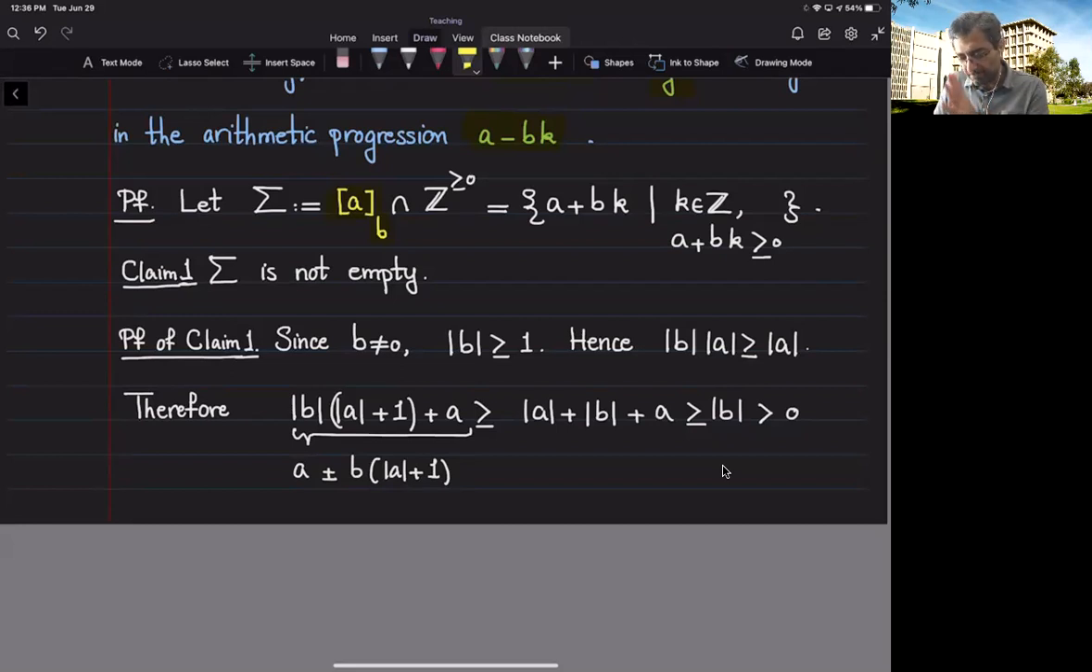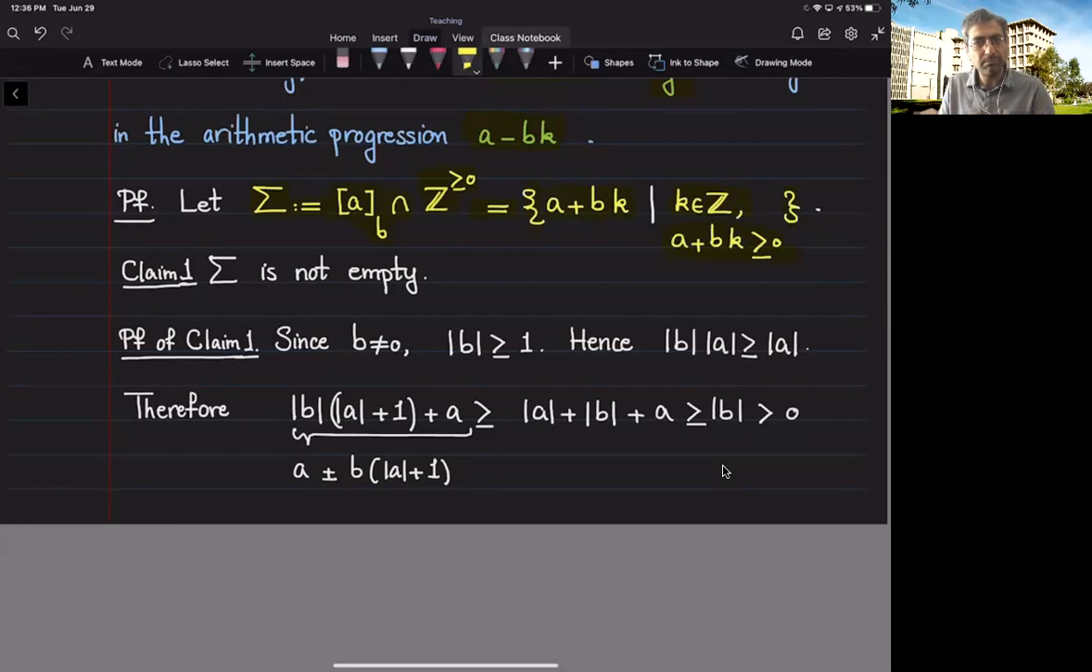Okay, so as I've indicated, we are interested in non-negative integers inside this arithmetic progression. So let's call the set of non-negative integers inside this arithmetic progression sigma. So sigma consists of the set of all elements of the form a plus bk, where k is an integer, and a plus bk is non-negative. So that is my set sigma.